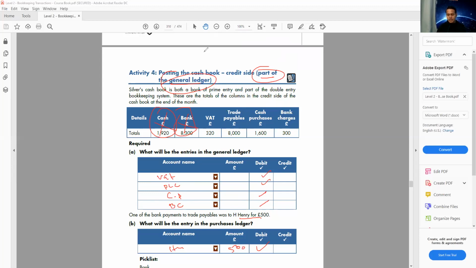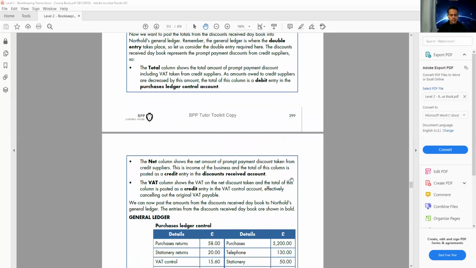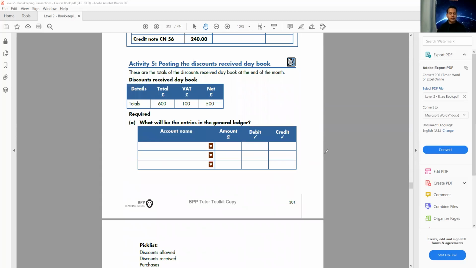Okay, let's move on to the next question. Let's see what new we have here. Discount received daybook. Let's have a look at this one. Posting from the discount received daybook. Now this is the opposite of the discount allowed book. Discount received daybook is all about how much discount we have received from our supplier. Because before we said we give the discount to the customer, this time we receive the discount from the supplier. Remember, if we receive the discount, it comes to the discount received daybook. If we allow the discount to the customer, it goes to the discount allowed daybook. If we receive, discount received daybook.